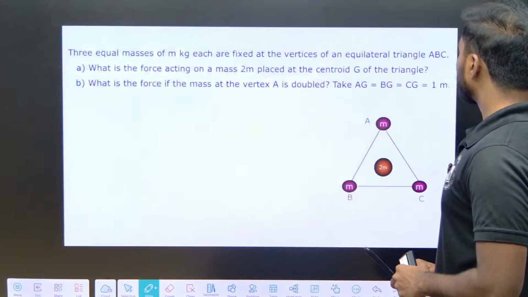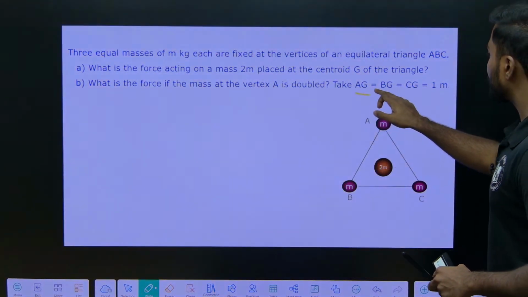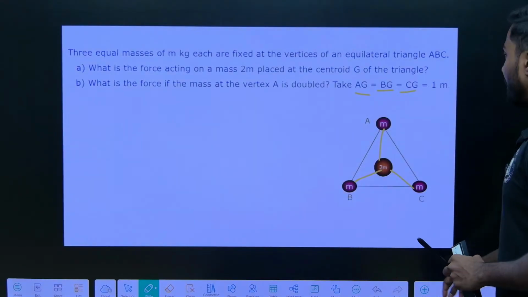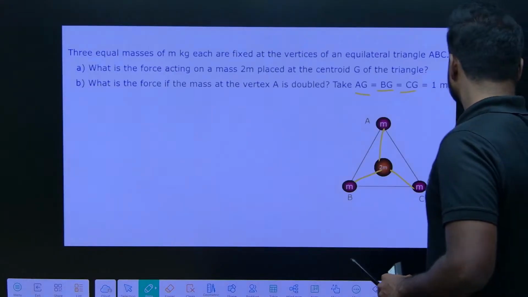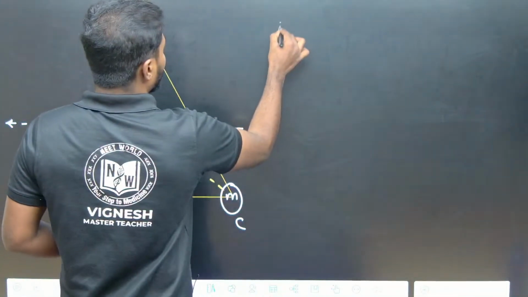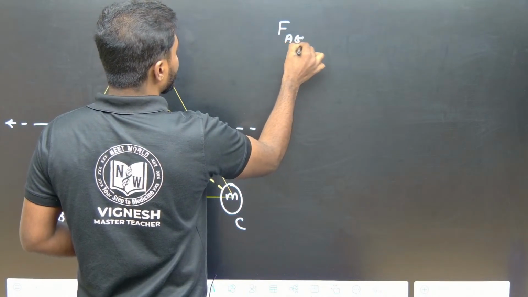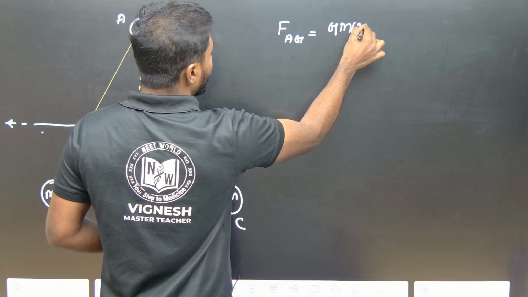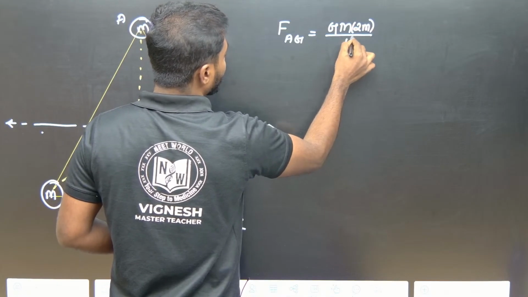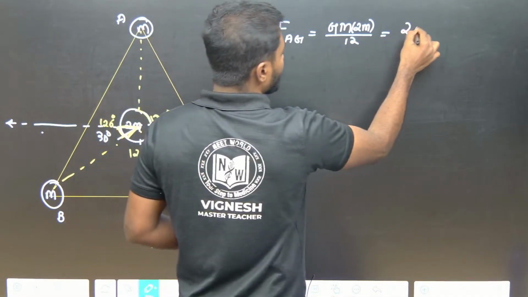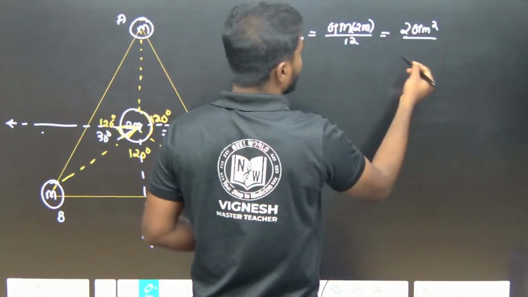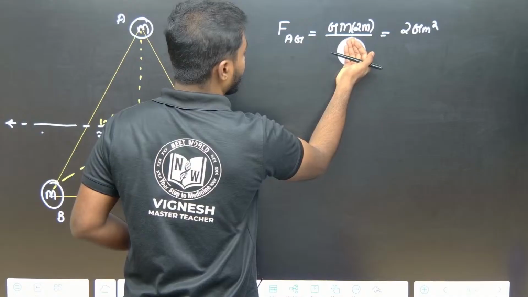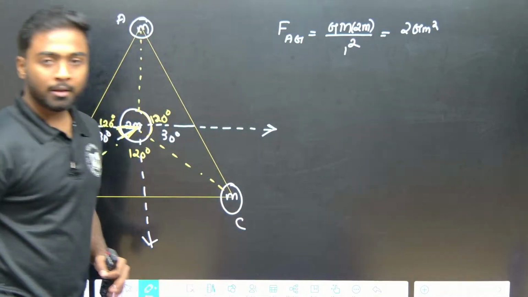We will go for the question now. So AG is equal to BG is equal to CG. The distance between them is 1 meter. So now force of AG will be equal to G into M into 2M by R square, with R as 1, which is nothing but 2G M square by 1 square. So that is the force.